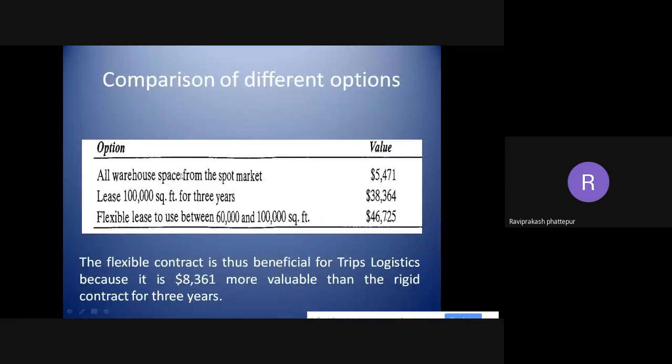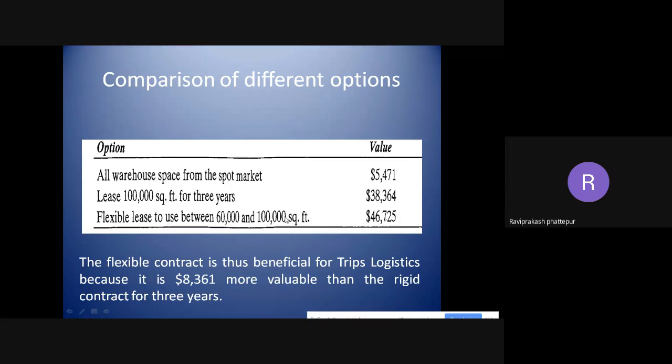Here, if you see, three things were there. One, take everything at spot price for just 3 years, we are getting profits of 5471. Now we are taking a lease of 1 lakh square feet for 3 years at one particular price. So my profit increases many folds. So it becomes 38,364.